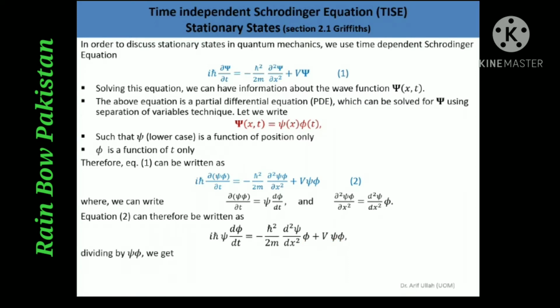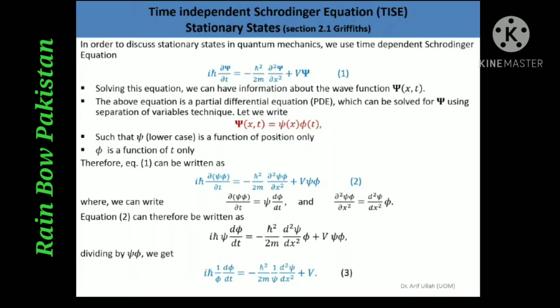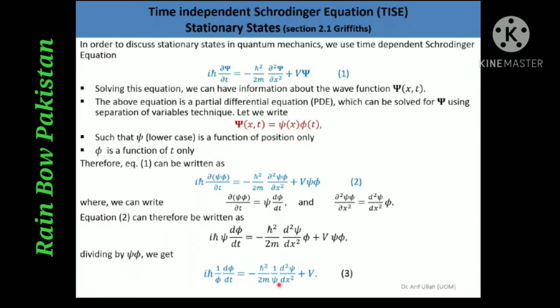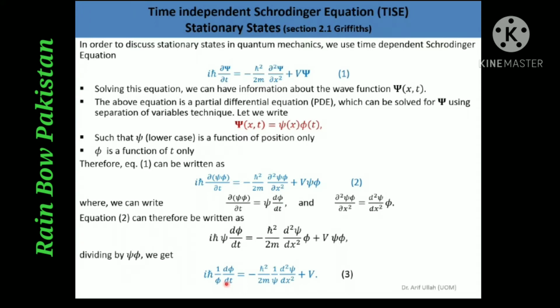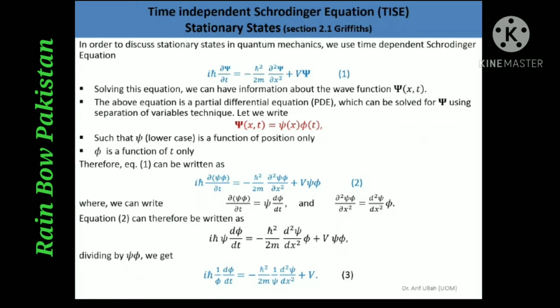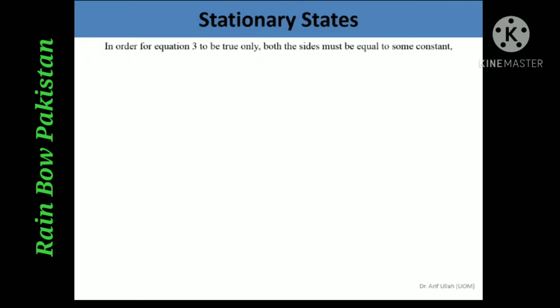Now, if we divide this equation by the product of ψ and φ, we get iħ (1/φ) dφ/dt = -ħ²/2m (1/ψ) d²ψ/dx² + V. As you can see, the left hand side depends only on time, whereas the right hand side depends only on x. Now, in order for this equation to be true, both the left hand side and right hand side must be equal to some constant, and let that constant be E.